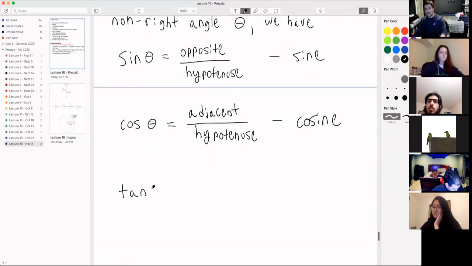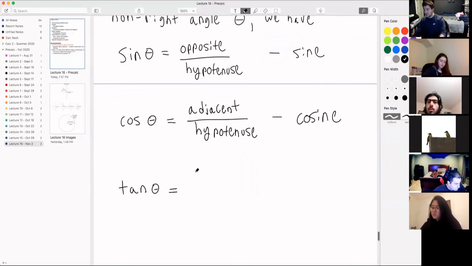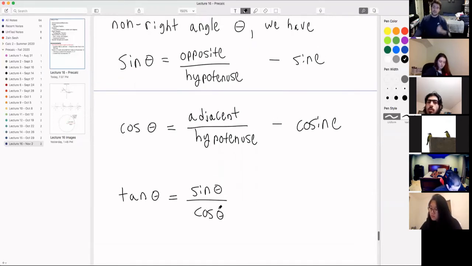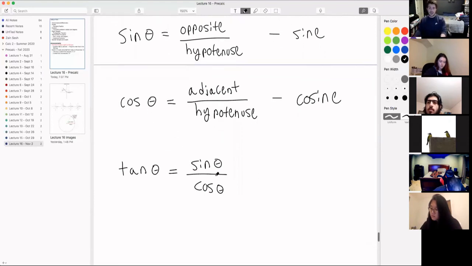Good, so we have one more, which actually has to do with these two, and that's going to be called tangent of theta. So this, by definition, is going to be sine theta over cosine theta. That's literally the definition of tangent. It's just the ratio of sine and cosine.